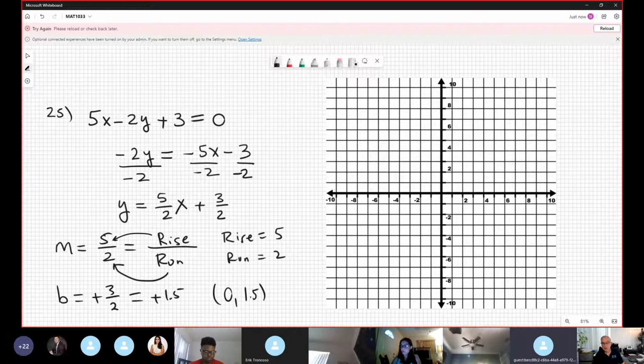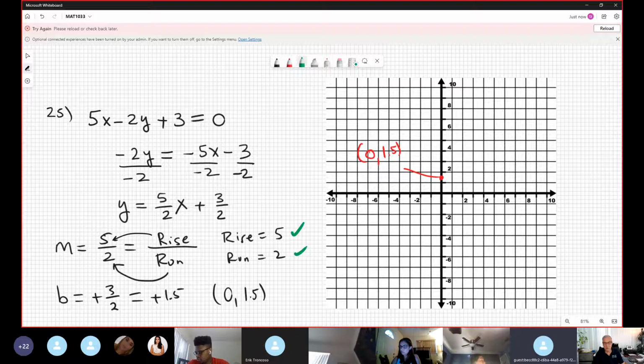1.5 is on the y-axis here, over there, I suppose. 0, 1.5. And you can take rise and run in either order. I don't know why students prefer rise first and run second, but it's not necessarily required. Let's do it differently now because I want to illustrate.